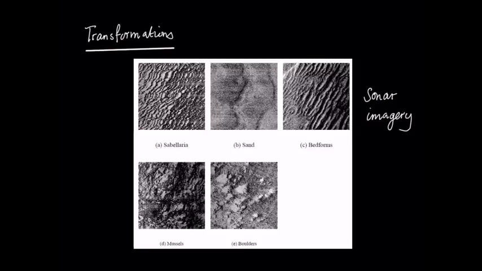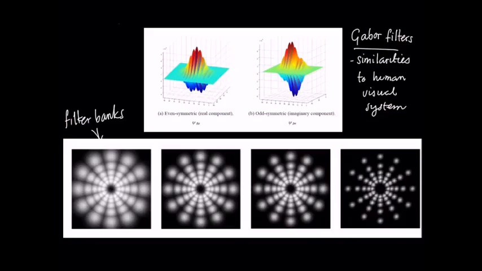But if we wanted to give this information to a machine, such as a computer, and get it to automatically distinguish between these different types of texture, then we'd have to transform the data in some way. One way of doing this is to apply what's called a filter bank to the image data. And a filter bank is made up of many individual filters. Gabor filters are used quite often in this type of process because of their similarities to the human visual system in the way that the visual information is processed.